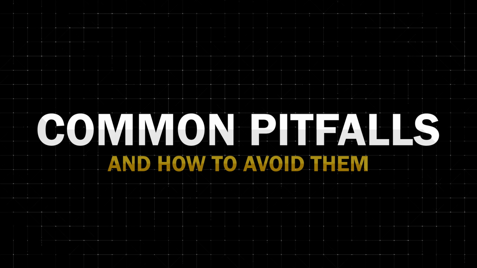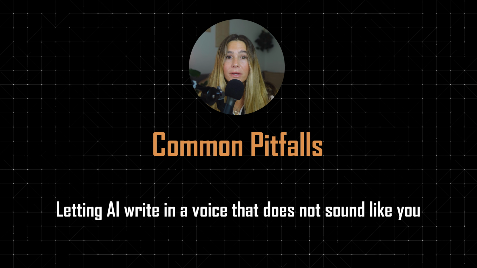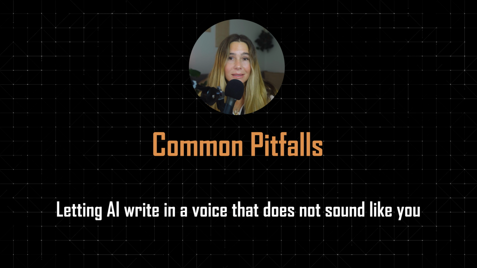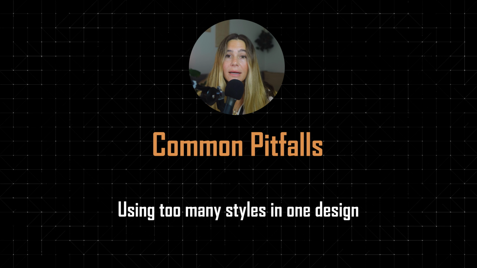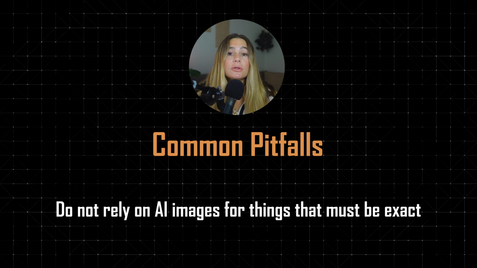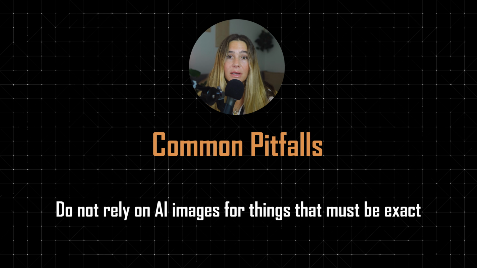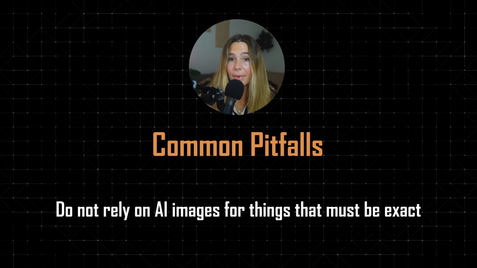Now, some common pitfalls and how to avoid them. A common mistake is letting AI write in a voice that doesn't sound like you. Always edit the copy so it feels human and matches how you speak. Another mistake is using too many styles in one design. Stick to 1 to 2 fonts and a small set of colors. Choose one focal point and build around it. Finally, do not rely on AI images for things that must be exact, like product colors or regulated claims. Use real photos for anything that needs accuracy and use AI to support the layout and background.